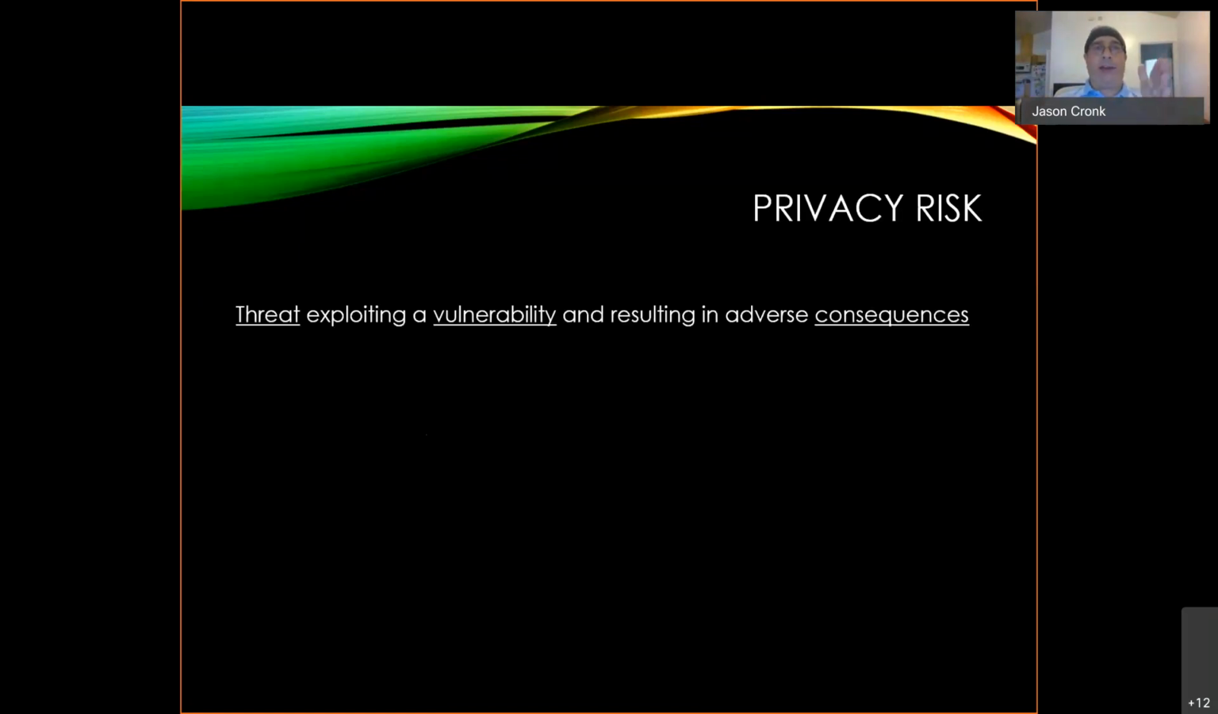So looking at this and parsing it out, the three important elements: threats, vulnerabilities, and consequences. Which one of these can we apply privacy to? Is privacy a threat? Is privacy a vulnerability? Or is it a consequence? And I would submit it's the latter, that privacy is a consequence of something happening. It's what we call an invasion of privacy or a privacy harm.